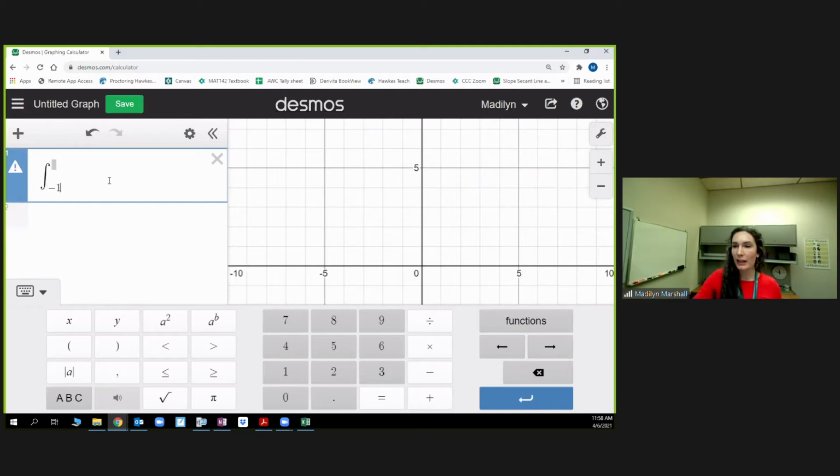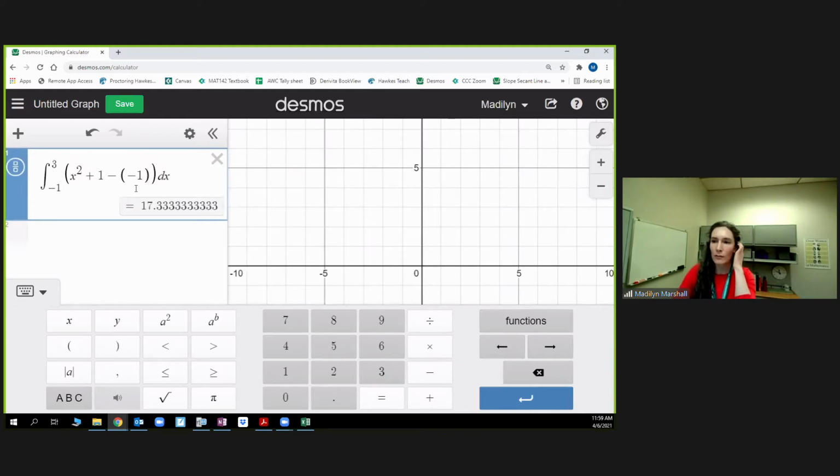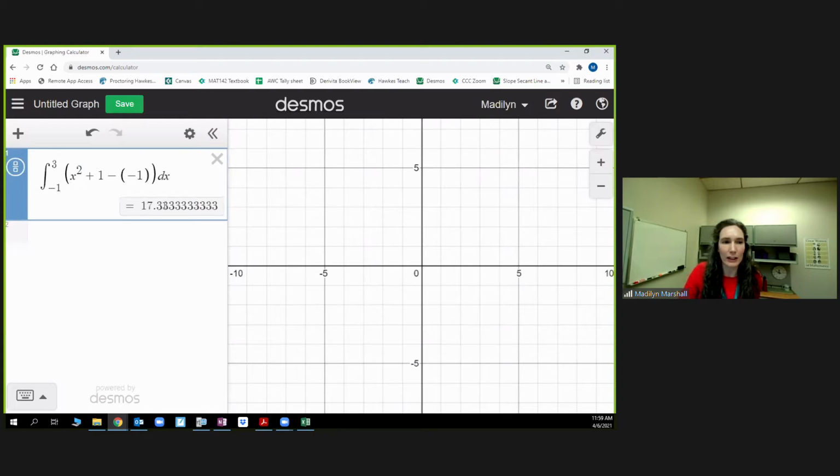So we're integrating from -1 up to 3. And our function, so our f was x squared plus 1. And our y was -1. And so it will not do anything until we put the dx in there. So in this case, I didn't put parentheses around the f just because it really isn't necessary on that first part since there's no minus sign in front. But then we do minus parentheses the second function. And we get 17.33.